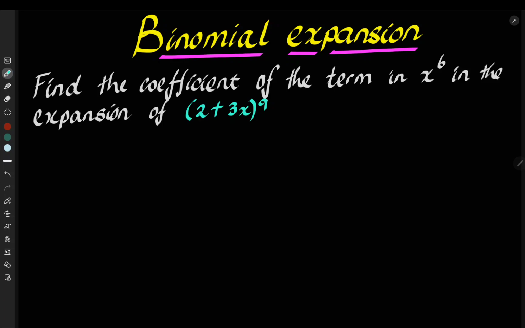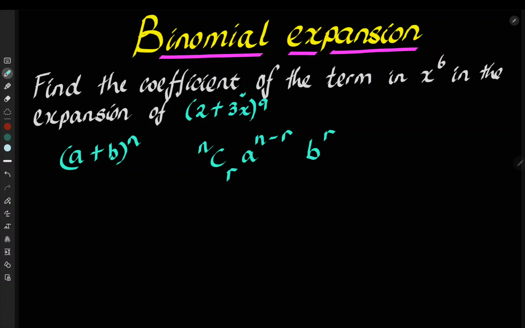If you remember very well, we said in the beginning, if you have got an expression (a + b) to the power of n, the terms in the expansion of this expression can be given as n choose r, a to the power of n minus r, then b to the power of r. So in this case, we are asked to find the term in x to the power 6 of this expression.